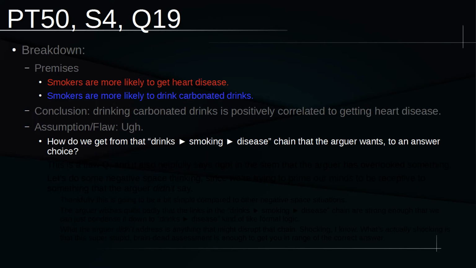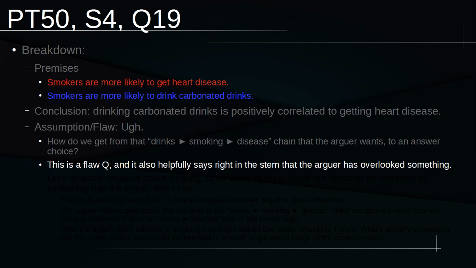Alright, so we've come up with this chain, but how do we get from this chain, the drinks to smoking to disease chain that the arguer wants, to an answer choice? Again, remember that this is a flaw question. How can we describe a flaw in this sort of setup? So as I just mentioned, this is a flaw question, and helpfully, it says right in the question stem that the arguer has overlooked something.